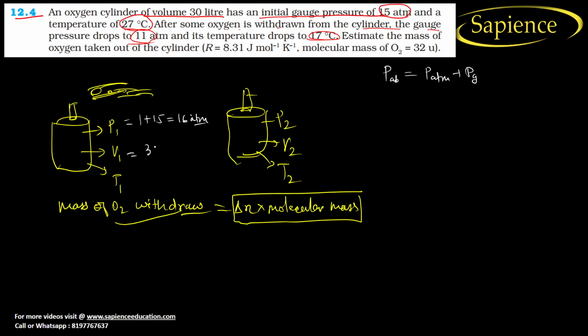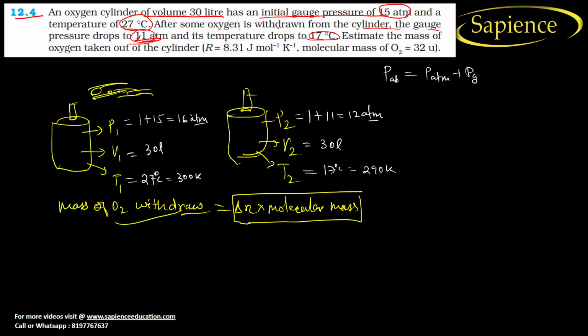The volume is 30 liter, and the initial temperature was 27 degrees Celsius, which can be written as 300 Kelvin. Just convert it into the standard unit. P2, the final pressure, is given as 11 atmospheric pressure. It is a gauge pressure, so we have to add 1 again, 11 plus 1, so this will be 12 atmospheric pressure. The volume will remain the same because the cylinder is not changing. The temperature suddenly dropped to 17 degrees Celsius, which is 290 Kelvin.